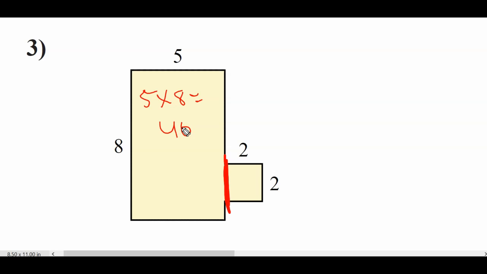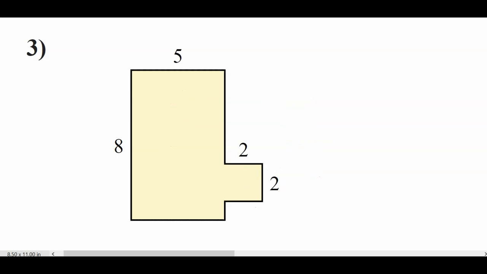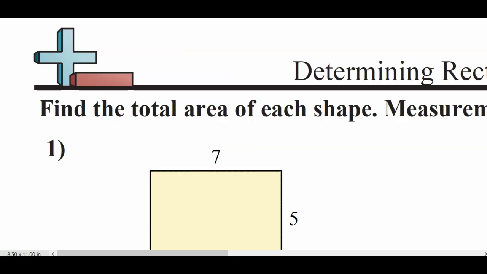And then what's the area for this? What is the length and width? Which is 4, but how do I get it? 2 times 2, which is 4. Okay, and then I add 40 plus 4. Okay, 0 plus 4 is 4, and then 4 plus 0 is 4. So the area for the whole thing is 44 square units. Okay, that's on page 1. Go to page 2.